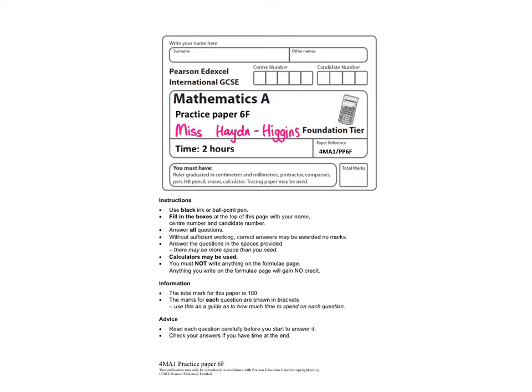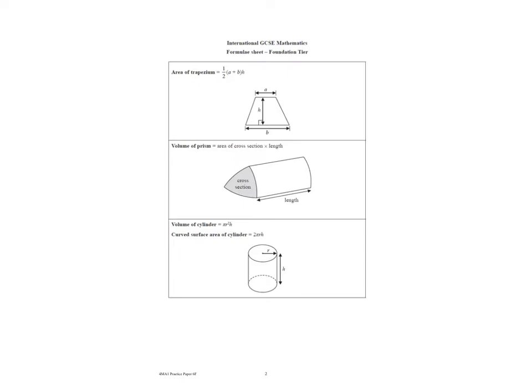Today we're going to be looking at the Mathematics A Practice Paper 6F Solutions by Miss Hayden Higgins. Okay, so you're given a formula sheet: the area of a trapezium, the volume of a prism, and the volume of a cylinder, as well as the curved surface area of the cylinder. So here we go. Question 1.